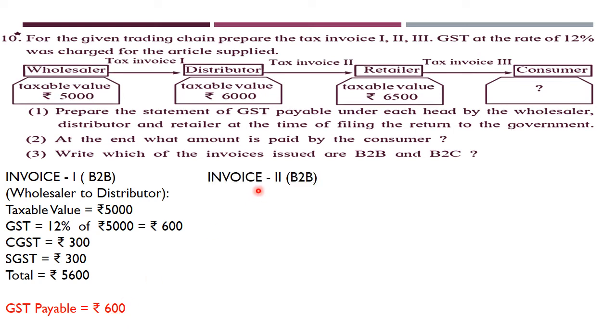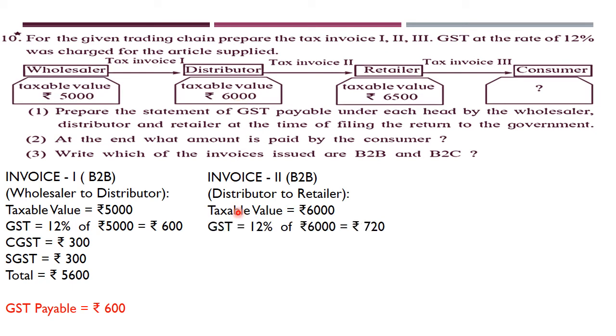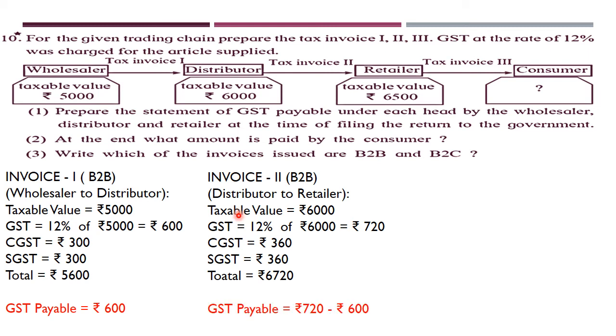Next, invoice 2 is again B2B, because distributor to retailer, both are business to business transaction. So here the taxable value is rupees 6,000 and GST is 12% of 6,000, that is rupees 720. Next comes CGST, SGST, which is half of 720 each. Now the total amount will be 6,720. And here the GST payable will be 720 minus 600.